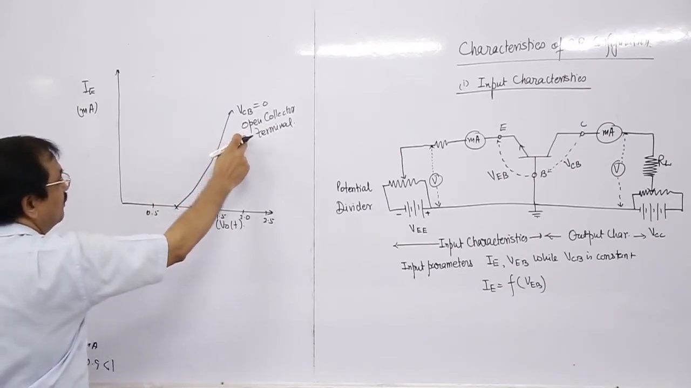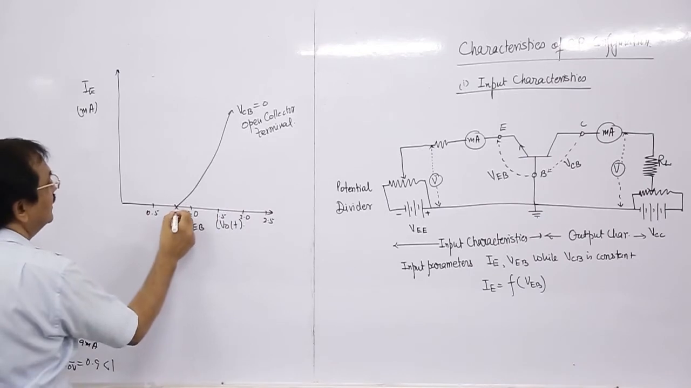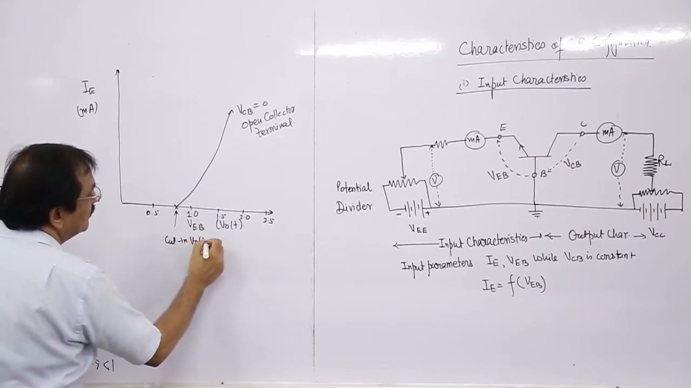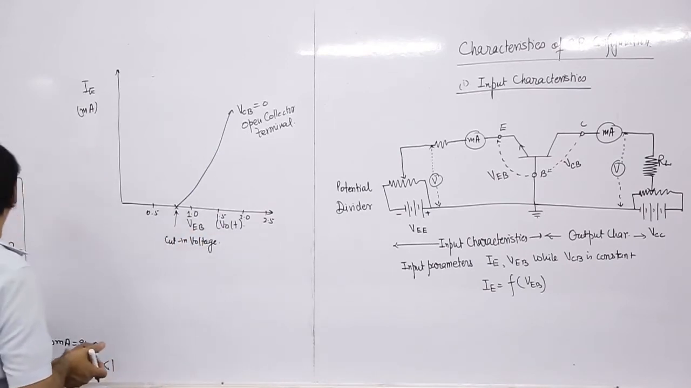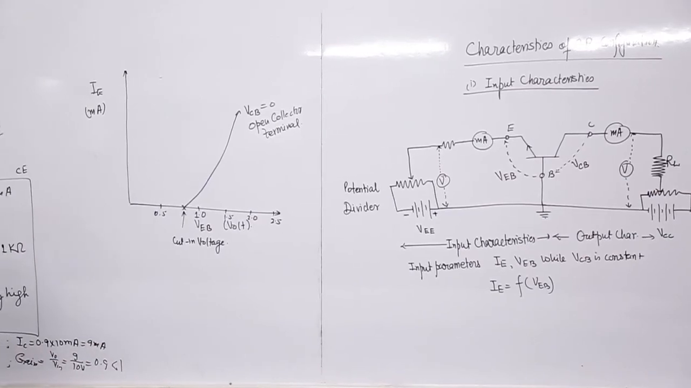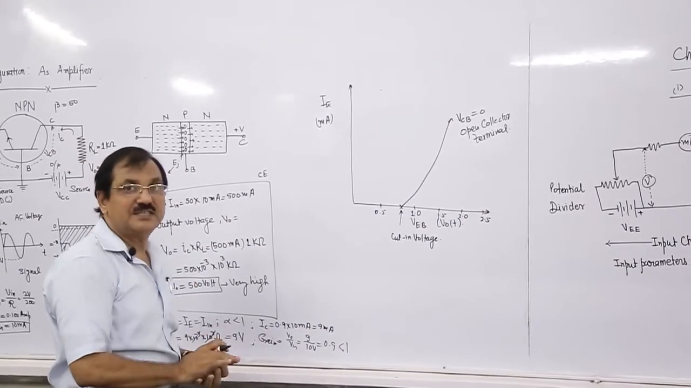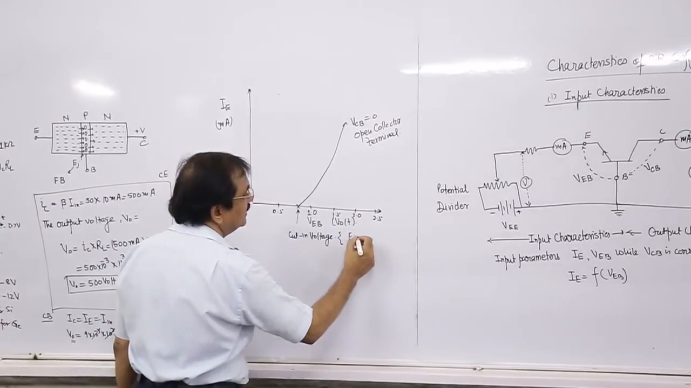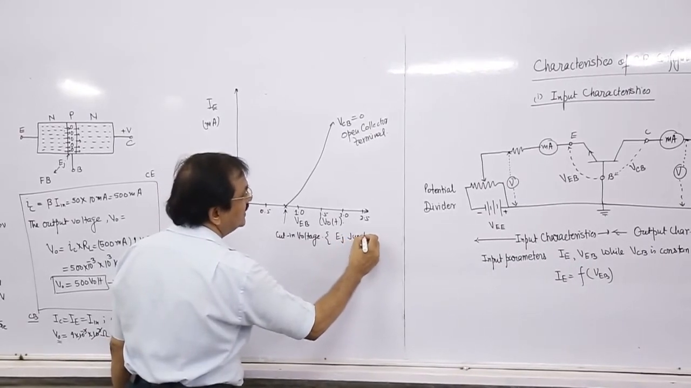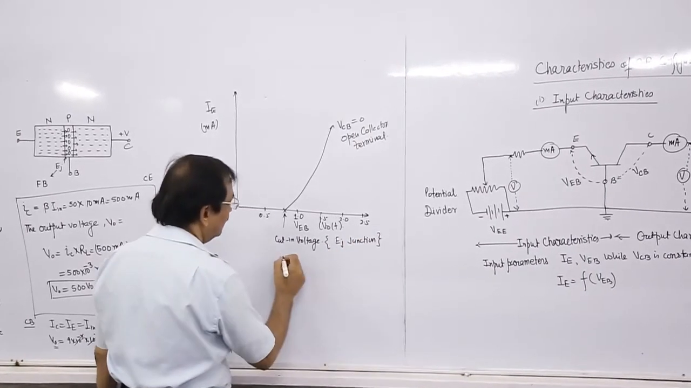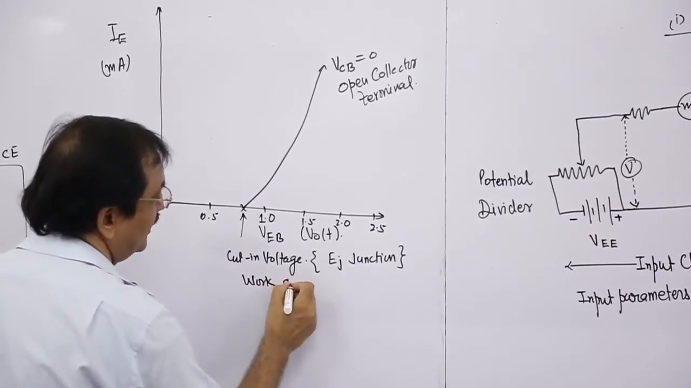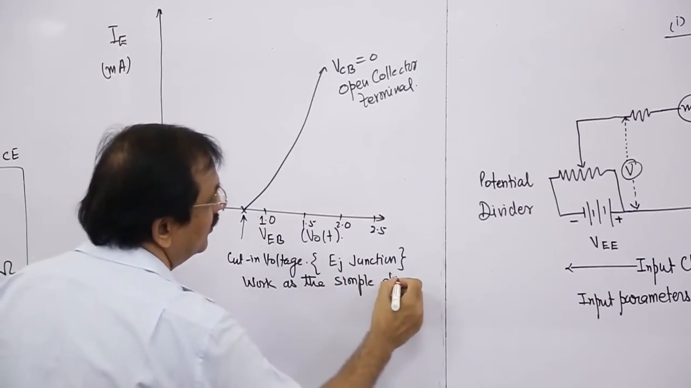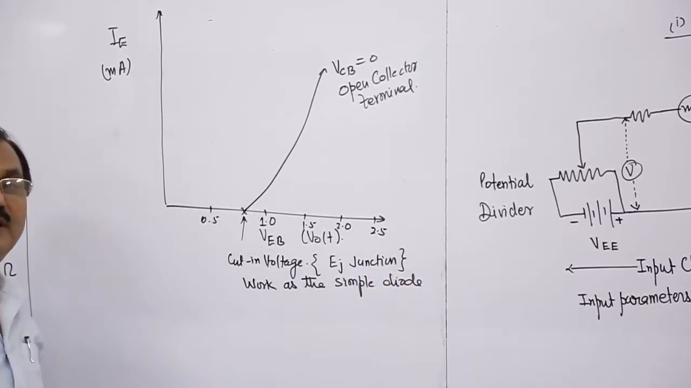So if this is open, then this value is the cut-in voltage. Cut-in voltage means this part. We are measuring the EB junction. So at cut-in voltage, the emitter junction works as a simple diode.